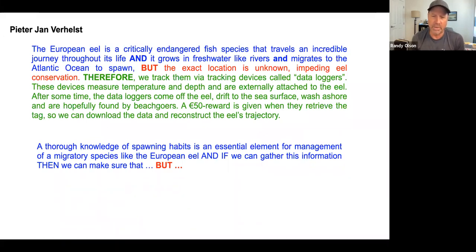So starting off with something, one of the terms we like to use is "we know this." Okay, here's what we know. We know that a thorough knowledge of spawning habitats is an essential element for management of a migratory species like the European eel. And if we can gather this information, then we can work strategically, or whatever the benefit is there.